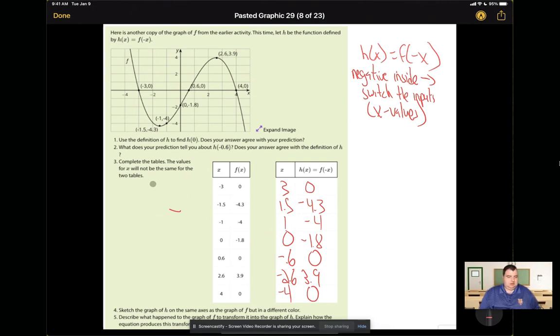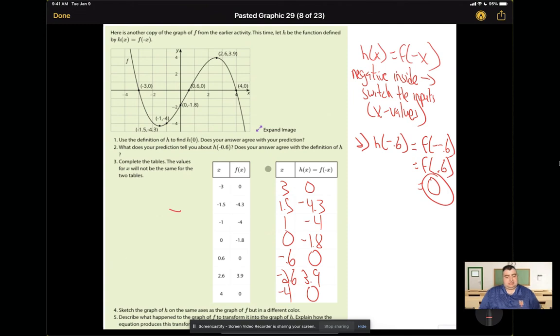Okay? So we actually skipped number 2. Number 2, what does your prediction tell you about h of negative 0.6? So for answer number 2, h of negative 0.6 is going to equal f of negative 0.6, which is f of 0.6. And f of 0.6 is equal to 0. So what does your prediction tell you about h of negative 0.6?